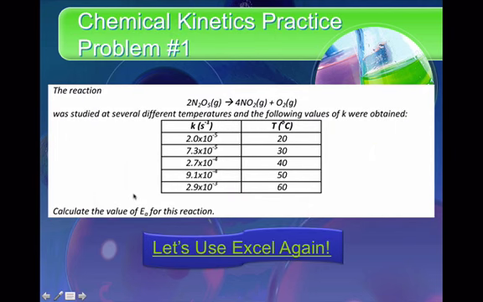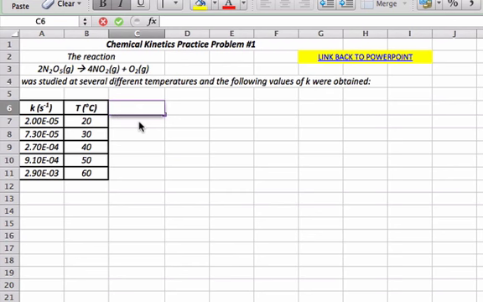So we have an example problem using that, and we get to use Excel again. Yay! So here's our question. The reaction right here was studied at several different temperatures, and the following values of K were obtained. So I have K, the rate constant, at these different temperatures. It wants us to calculate the value of EA, the activation energy for this reaction. So here is our information. All we did was we drug over the data table that they gave us. The format here looks a little different than what we had originally in our problem, but it's just the scientific notation form and how it looks in Excel.